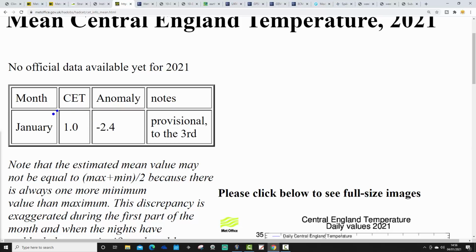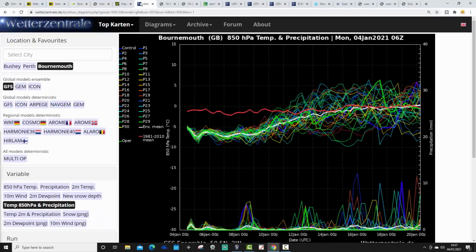Right, so CET looks like this. We're currently standing at plus 1 degree. That is 2.5 degrees below average. That's provisional to the 3rd of January. Provisional to yesterday. So it continues to be a cold start to January.